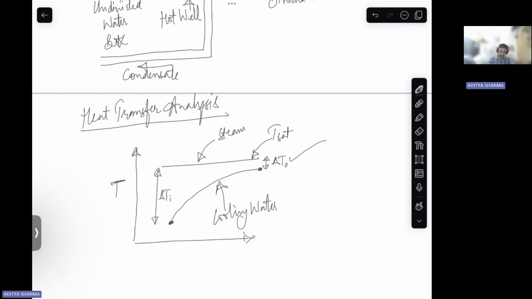And this delta T naught is also known as your TTD. What is TTD? TTD is your terminal temperature difference. Okay. So this is terminal temperature difference. Okay.